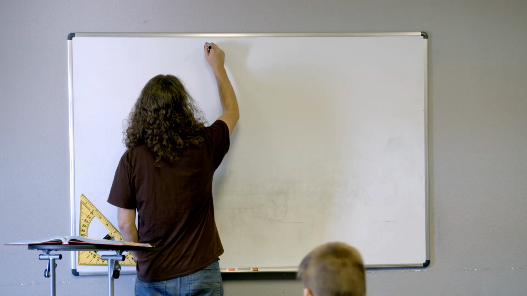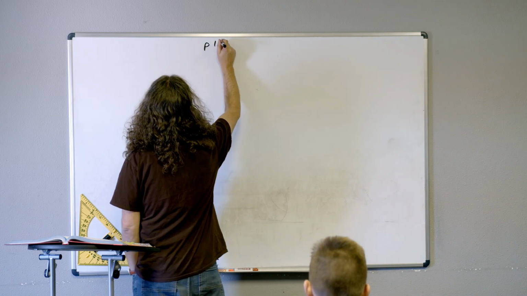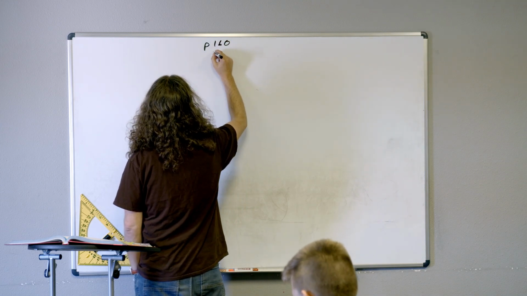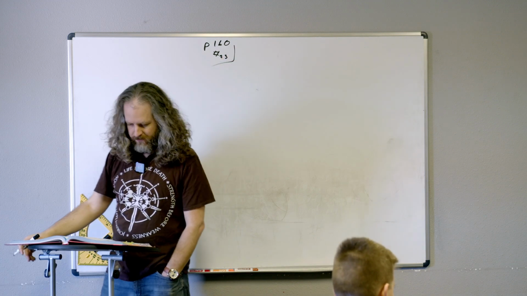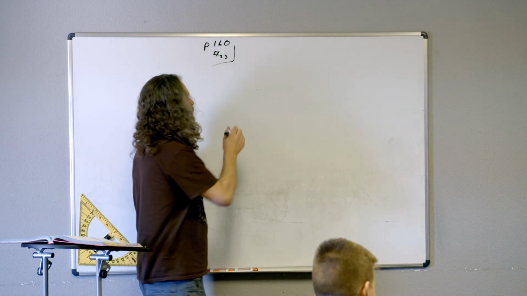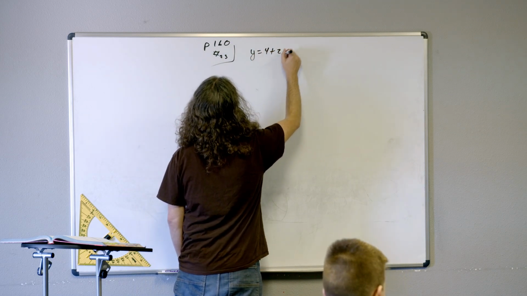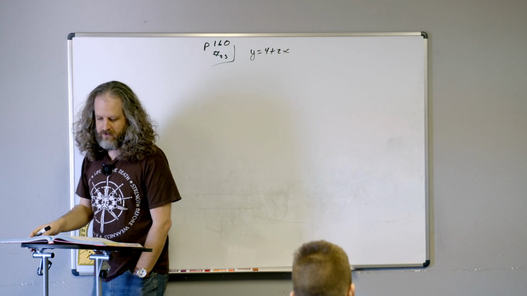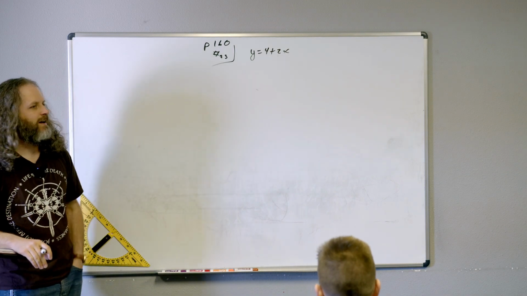So from page 160, number 23. We are supposed to graph y equals 4 plus 2x using the x and y intercepts, is what the instruction said to do. How do we do that?